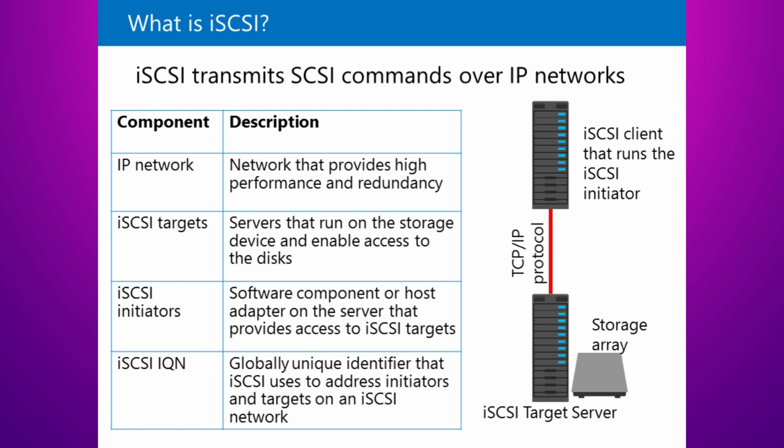An iSCSI SAN deployment includes the following: IP network. You can use standard network interface adapters and standard Ethernet protocol network switches to connect servers to a storage device. To provide sufficient performance, the network should provide speeds of at least 1 gigabit per second and should provide multiple paths to the iSCSI target. We recommend that you use a dedicated physical and logical network to achieve fast, reliable throughput.